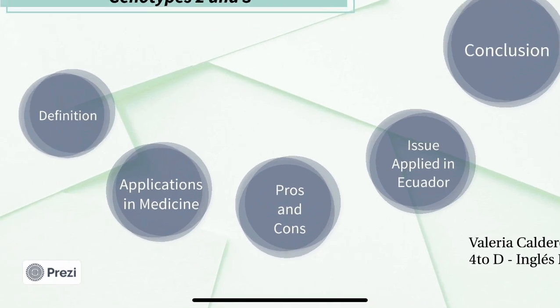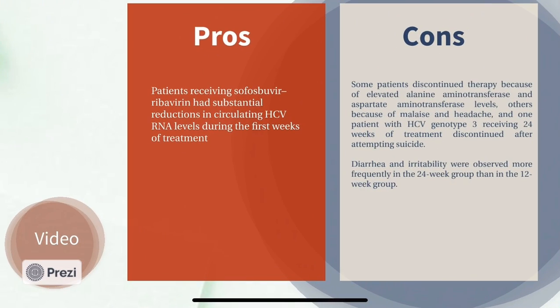Pros and cons. Pros. Patients receiving Sofosbuvir Ribavirin had substantial reductions in circulating HCV RNA levels during the first week of treatment. Cons. Some patients discontinued therapy because of elevated alanine aminotransferase and aspartate aminotransferase levels. Others discontinued because of malaise and headache, and one patient with HCV genotype 3 receiving 24 weeks of treatment discontinued after attempting suicide. Diarrhea and irritability were observed more frequently in the 24-week group than in the 12-week group.